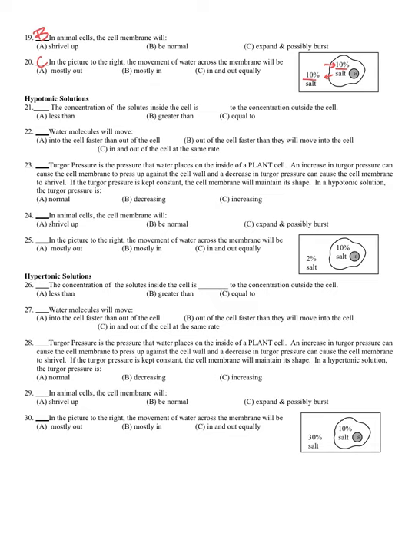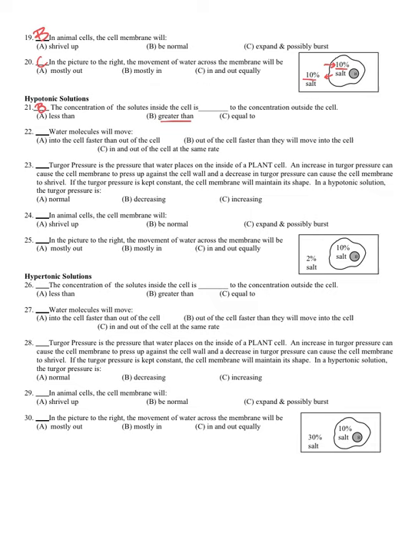So number 21 says the concentration of the solutes inside the cell is blank to the concentration outside the cell. And in a hypotonic solution, that is B, greater than the concentration outside the cell. So in a hypotonic solution, there's more dissolved solute inside of the cell than there is outside of the cell.